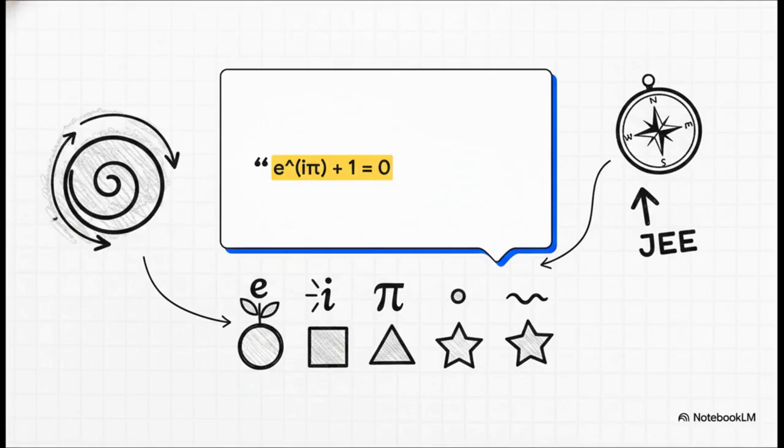I mean, think about it. It beautifully connects the 5 most fundamental constants in all of mathematics, e, i, pi, 1, and 0, into one simple, elegant equation. It's honestly a mathematical masterpiece.